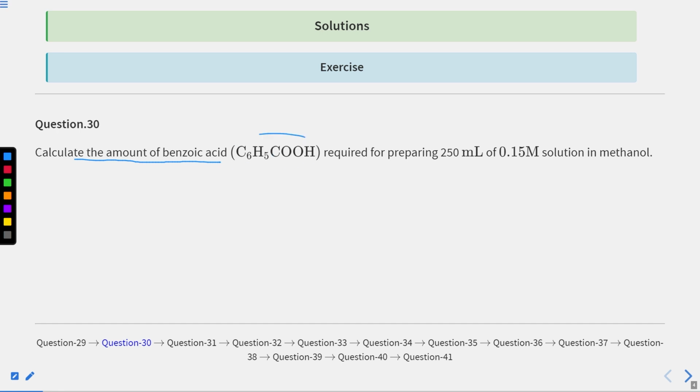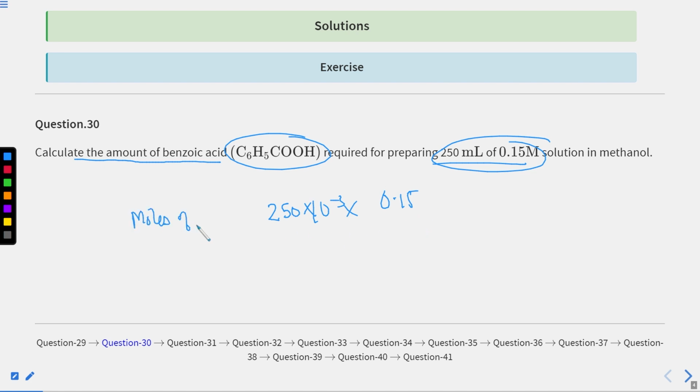Calculate the amount of benzoic acid required for preparing 250 ml of 0.15 M. So how many moles of C6H5COOH are present in 250 ml of 0.15 M? So that would be 250 into 10 to the power minus 3 multiplied by 0.15. So this many moles of benzoic acid is required.